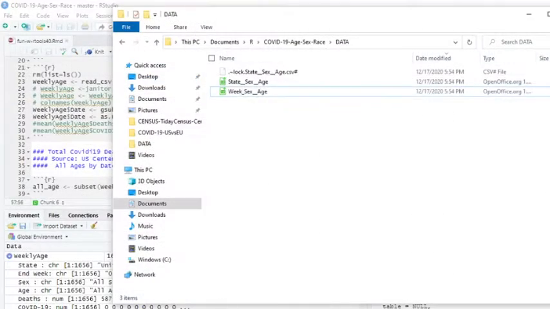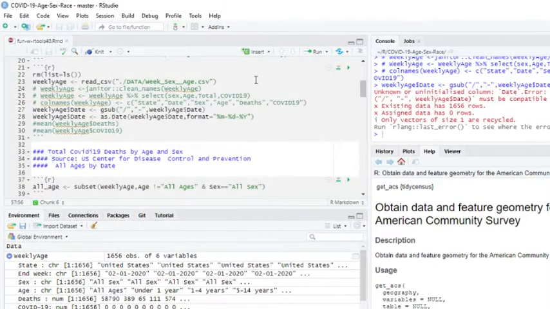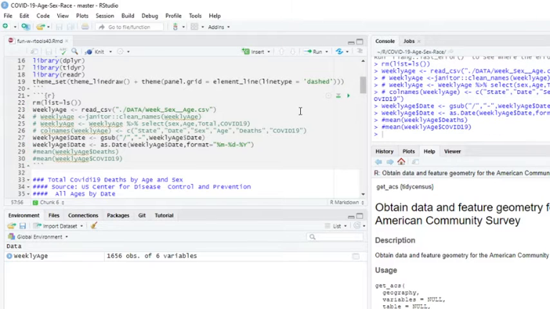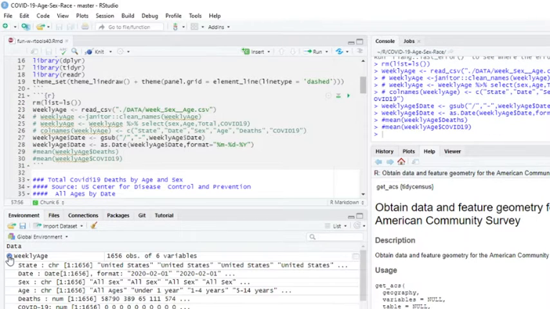Okay. So I just made some corrections there. See how this works now. Very good.